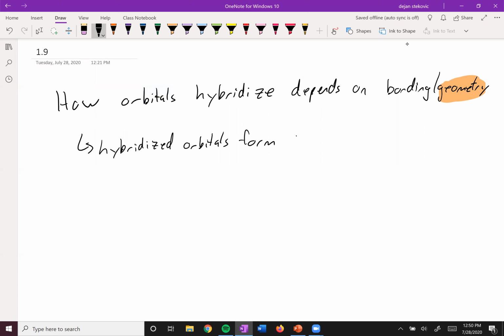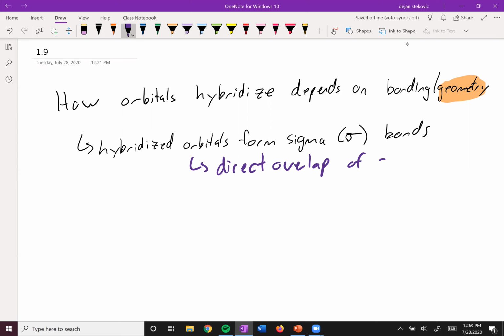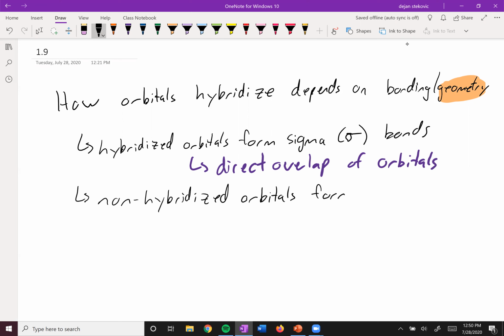So just some things to know is that hybridized orbitals form sigma bonds. Sigma gets the Greek sigma symbol. And in this type of bonding, we have direct overlap of the orbitals. And then non-hybridized orbitals form pi bonds. And here we have indirect overlap.